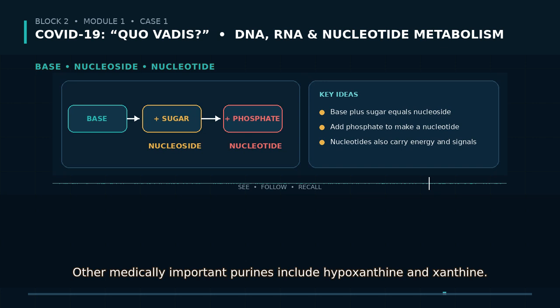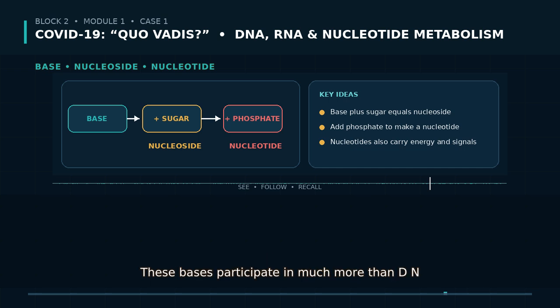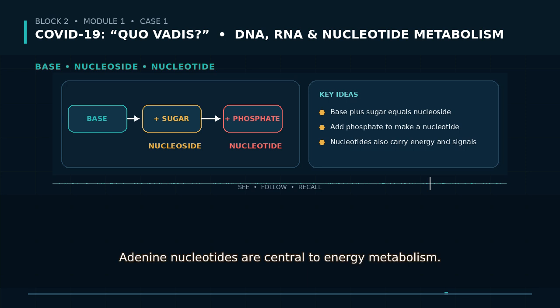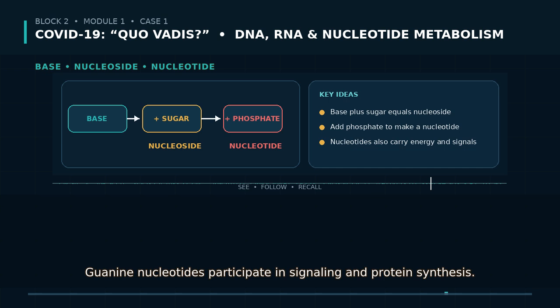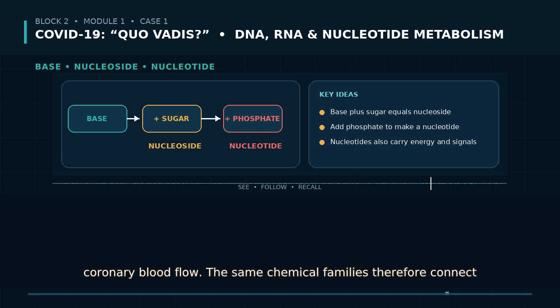The same naming logic applies to guanosine, cytidine, uridine, and the deoxyribonucleosides. For the standard RNA series, adenine forms adenosine and then adenylate, or AMP. Guanine forms guanosine and then guanylate, or GMP. Cytosine forms cytidine and then cytidylate, or CMP. Uracil forms uridine and then uridylate, or UMP.